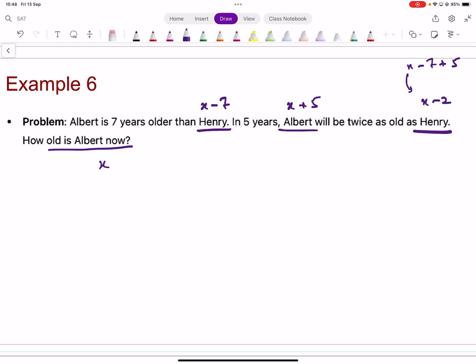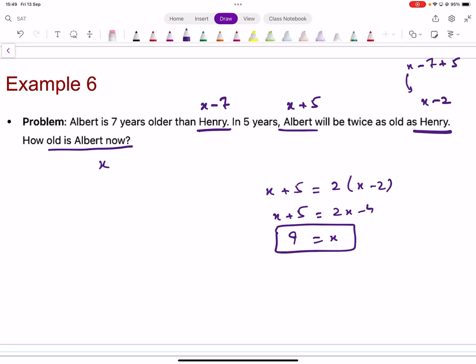Okay? And now we know the relationship between them. Albert is twice as old as Henry. That means X plus 5 should equal 2 times X minus 2. And you can find the value of X from this. This is X plus 5 equals 2X minus 4. X equals 9. This is the current age of Albert.